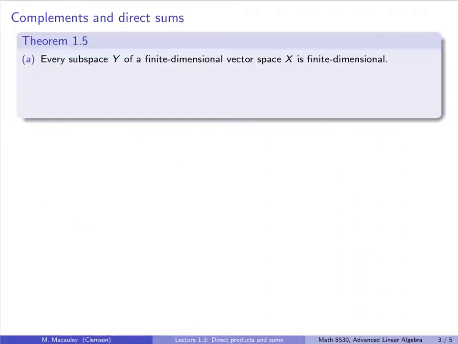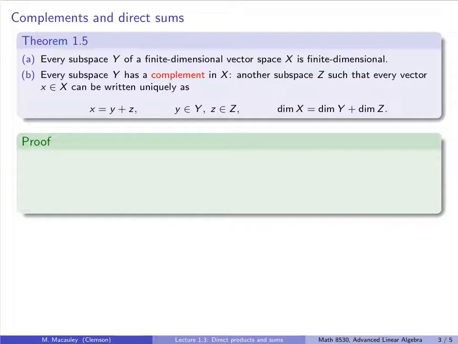To begin, we need two very basic results. The first one says that every subspace Y of a finite dimensional vector space is finite dimensional. And the second part says that every subspace Y has a complement in X, which is another subspace Z with a property that every vector in X can be written uniquely as the sum of something in Y plus something in Z. And then that the dimension of X is going to be the sum of the dimension of Y and the dimension of the complement. That will come for free.